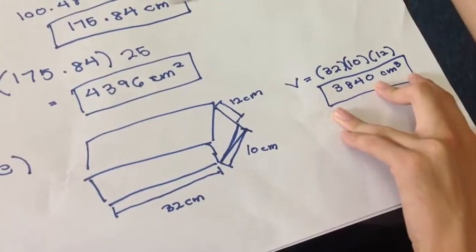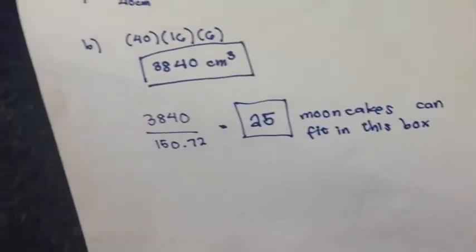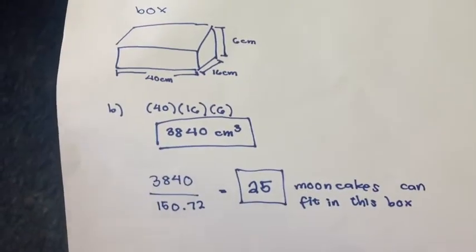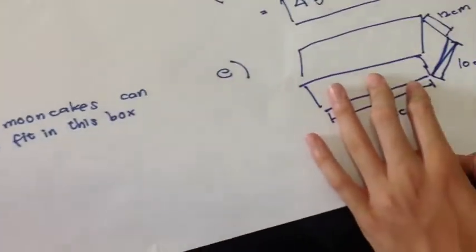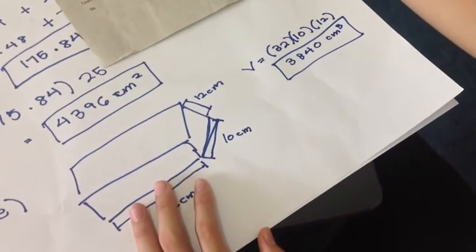So as you can see, the volume of the second box and the original box are equal. Therefore, we can say that the second box can hold just as many mooncakes as the original box.